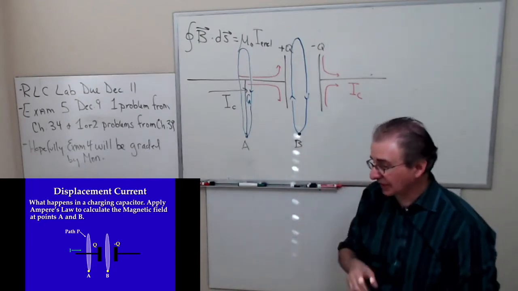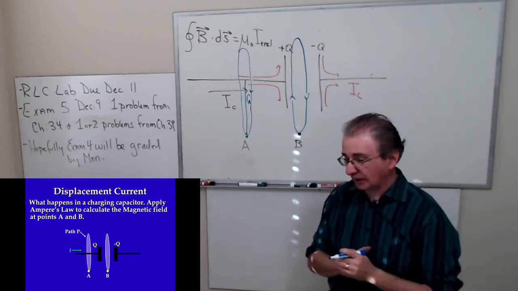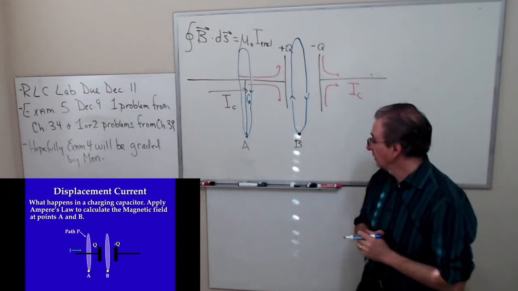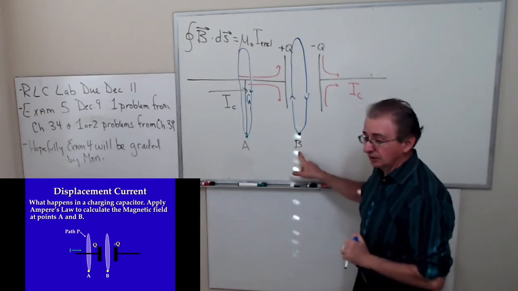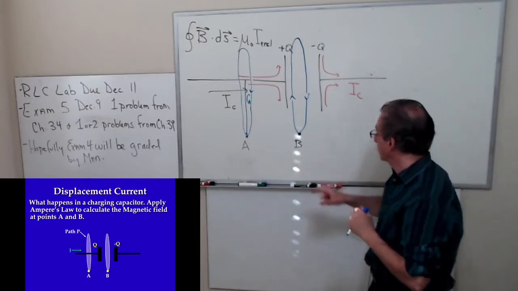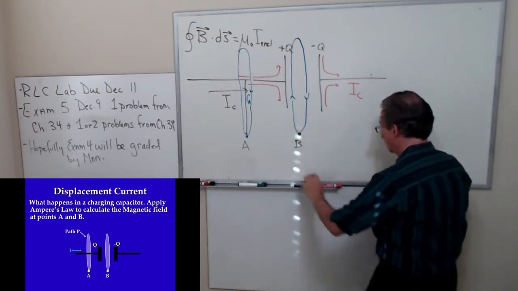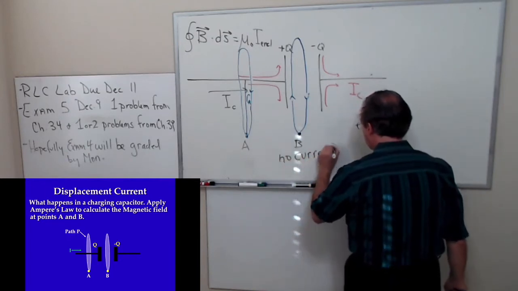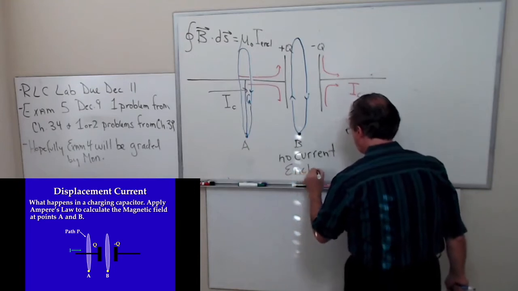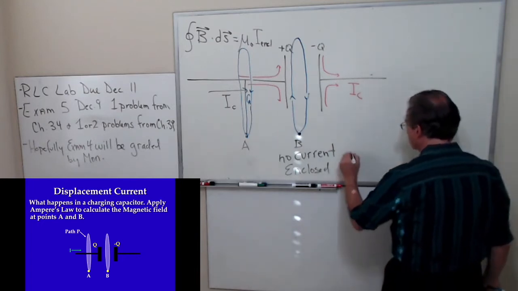Okay. And I apologize for the fact that the video is not good. I'm just going to continue lecturing and you can watch the video that I'll upload after class. So what if I try to do the calculation at this point? Well, there's no current enclosed here. Okay. So there's no current enclosed. So does that mean B is 0?